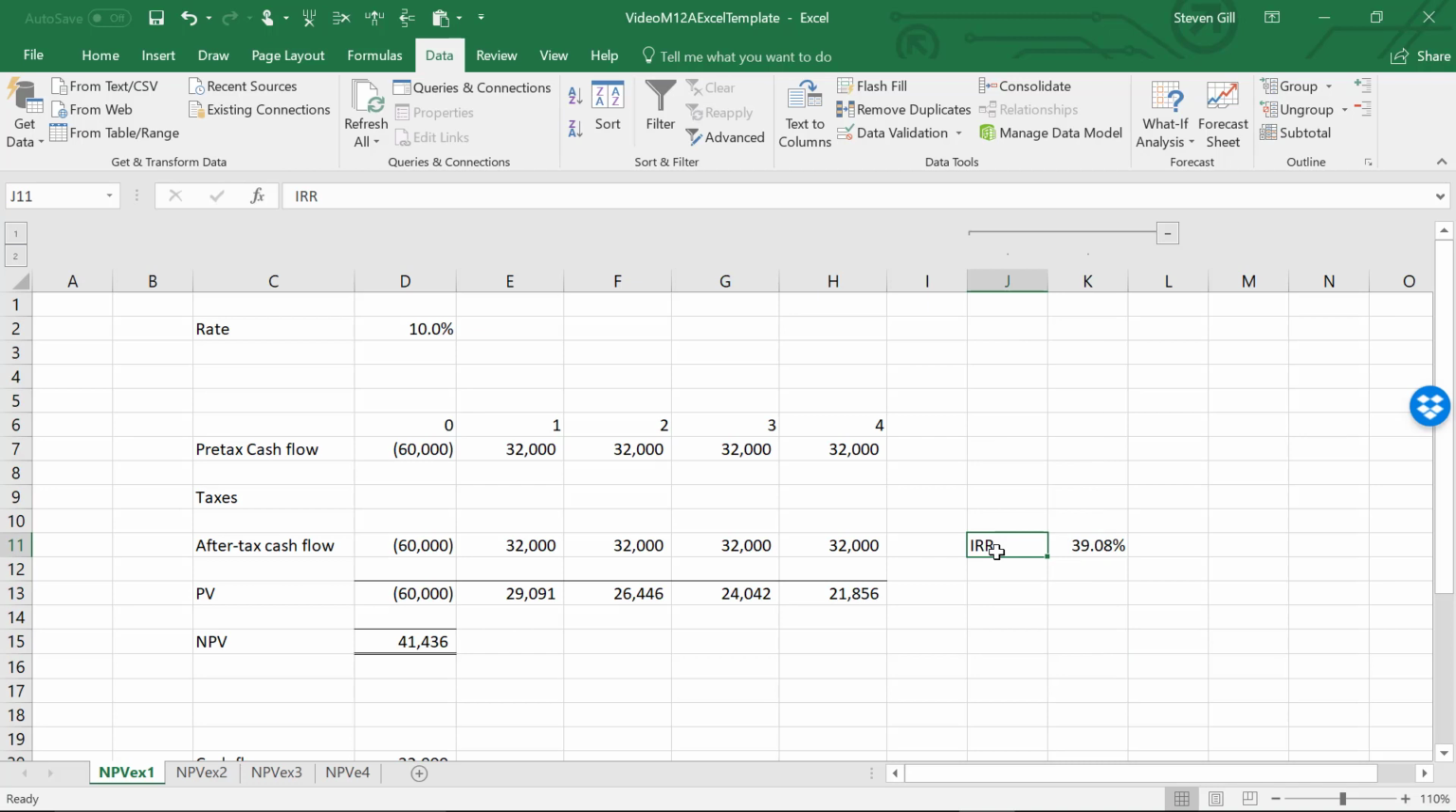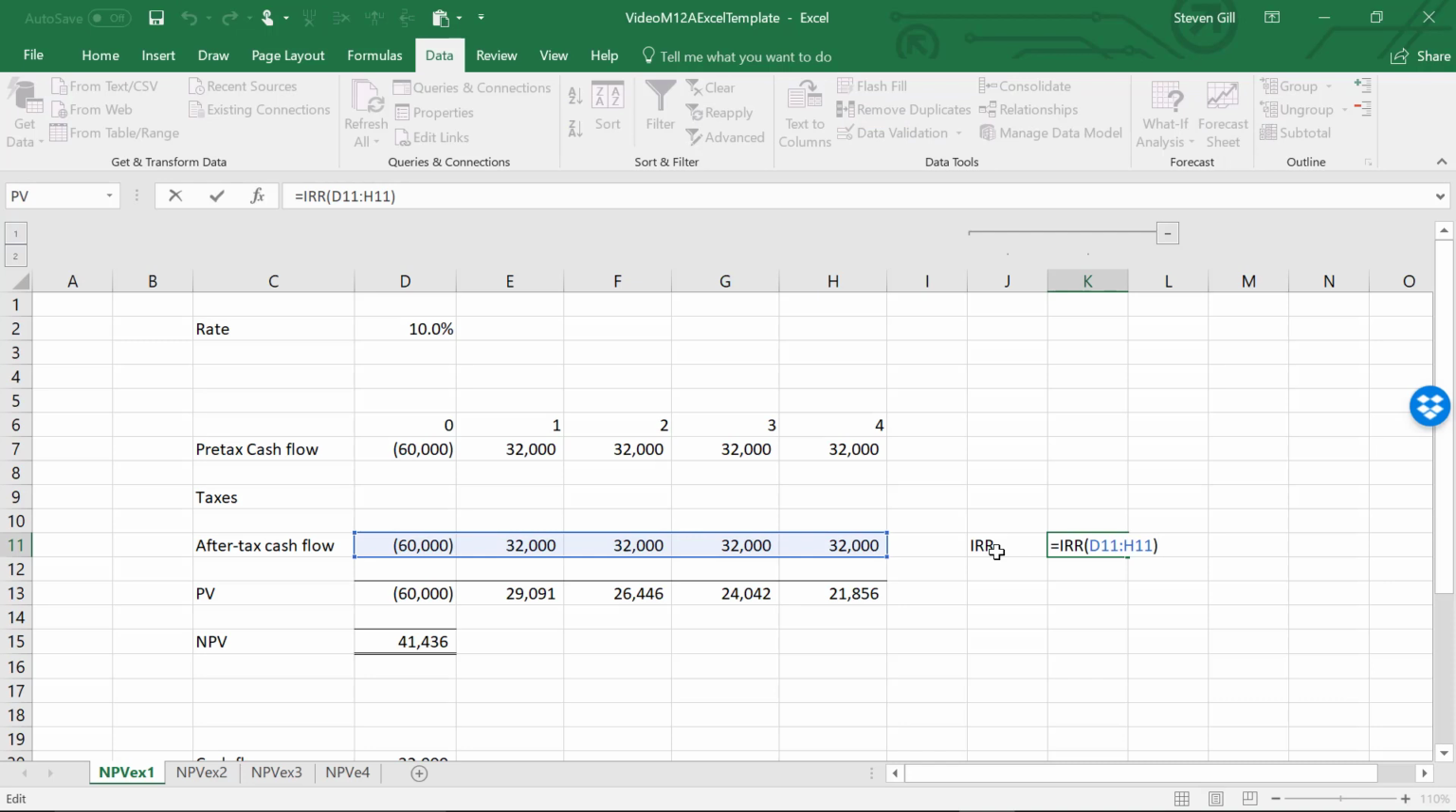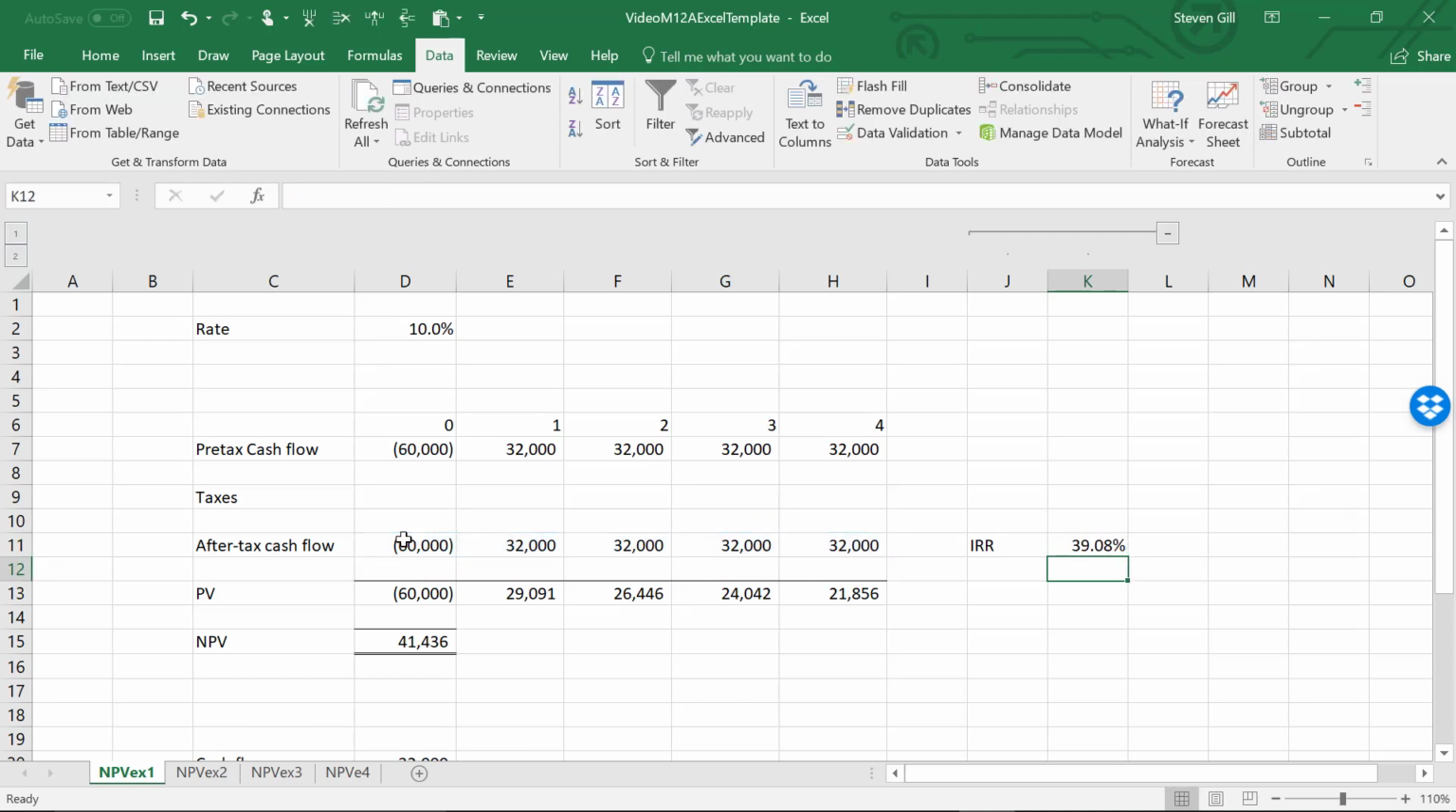So now I have to calculate the internal rate of return. The great part is it should come as no surprise that Excel will calculate the internal rate of return. So let's start this calculation over. Internal rate of return, and it simply says, well, what are the values I need to calculate on? Well, there they are. There are my payments, and it gives my internal rate of return. So the rate of return I'm earning on my investment is 39%.